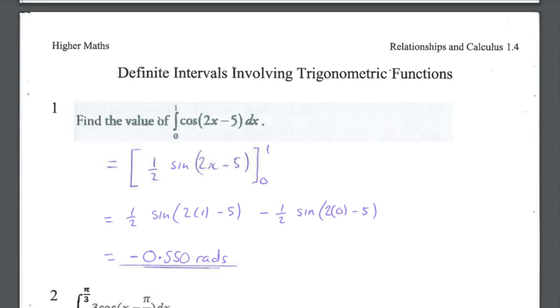Hello and welcome to Higher Maths Integration, lesson number 8, definite intervals involving trigonometric functions. In other words, integrating sines and cosines with limits.